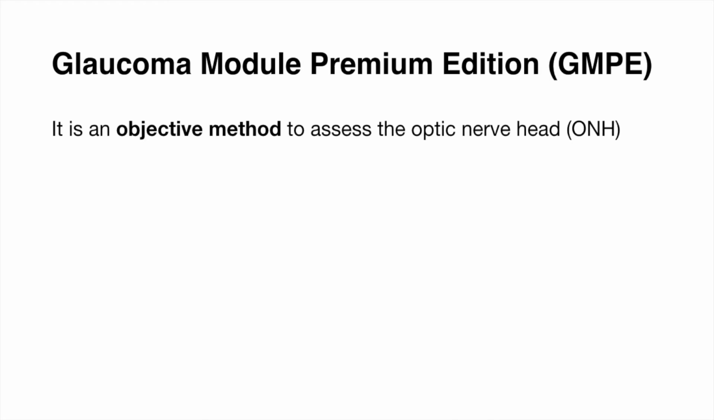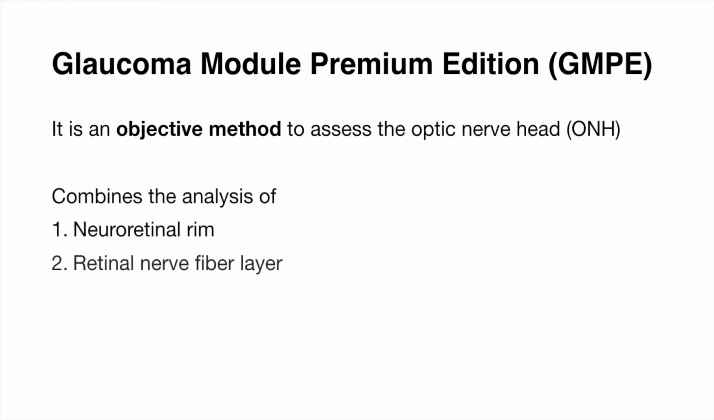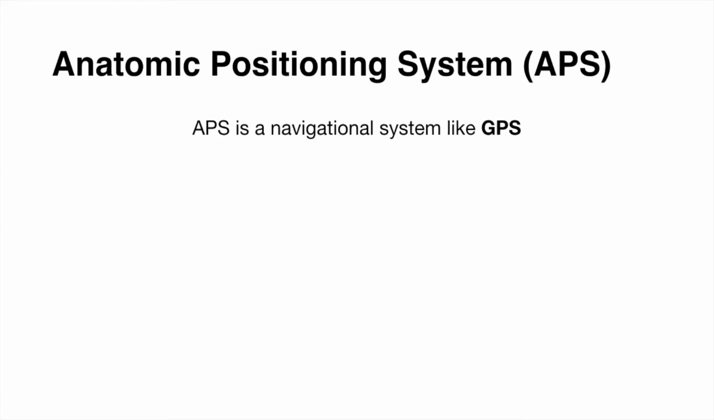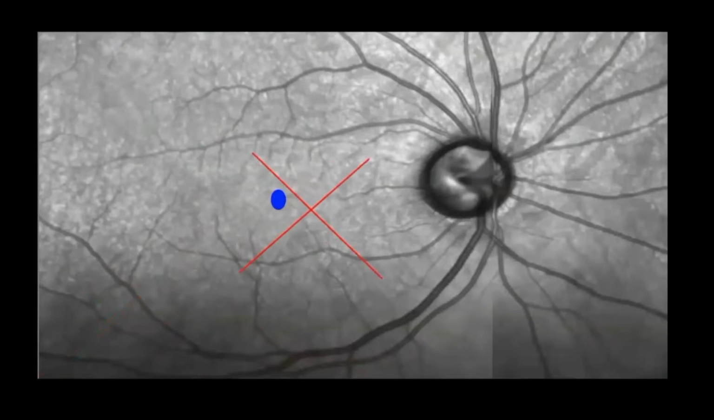Glaucoma Module Premium Edition is an objective method to assess the optic nerve width. It combines the analysis of neuroretinal rim, retinal nerve fiber layer, and ganglion cell layer thickness. It is based on Anatomic Positioning System technology. APS technology is a navigation system like GPS.